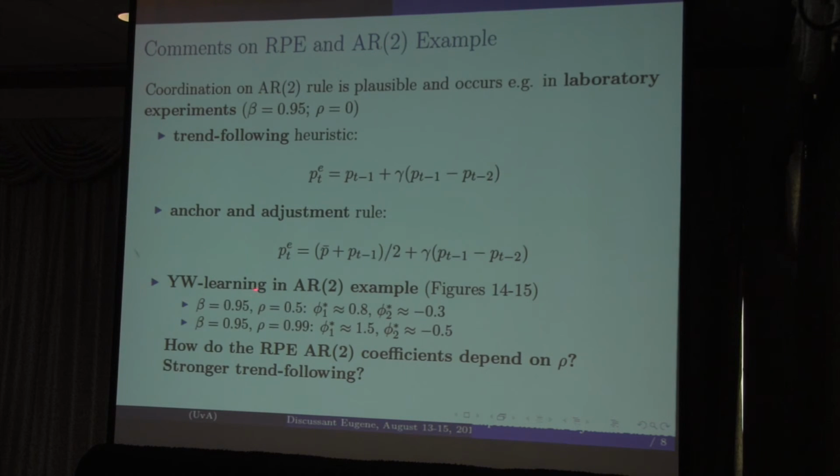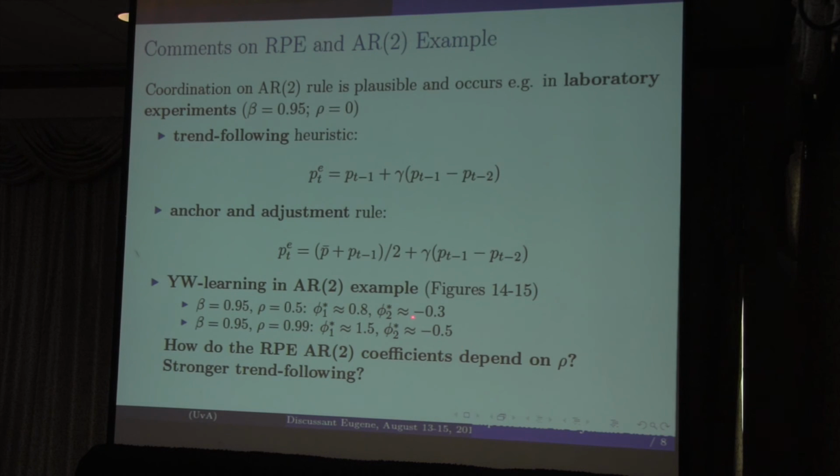Now, what is interesting, if you look at the last couple of plots you showed about Walker learning in the AR2 example, figures 14, 15 in the paper, you have cases where you have this beta 0.95, you have autocorrelated shocks 0.5 and 0.99, and the estimates of your coefficients, what is stable under learning. You didn't report the numbers in the paper, so I had to look at the figures, and it was a little bit difficult to read, but my estimates are 0.8 and minus 0.3. Which would be a kind of trend following rule, because you have one positive coefficient and one negative coefficient. And also for this case you have one positive coefficient and one negative coefficient.